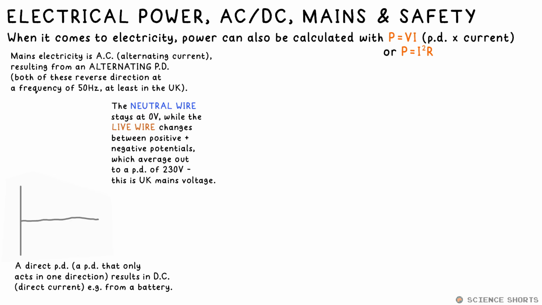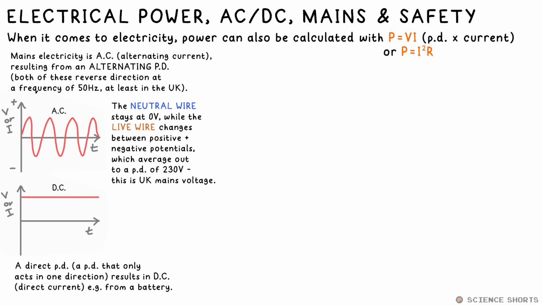If you hooked up a battery and mains electricity to an oscilloscope, we'd see these two traces to see how the PD changes over time for both of them.